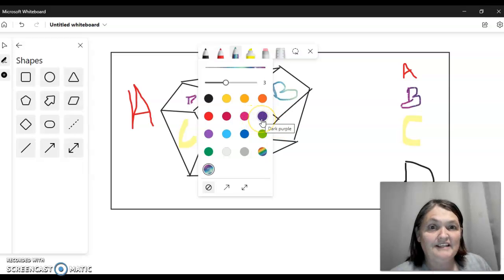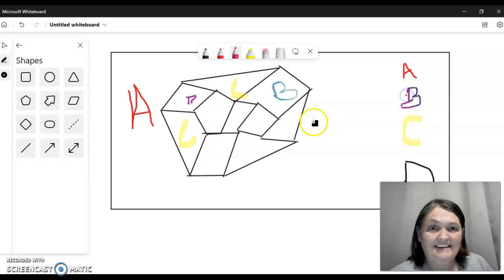There it is, I knew I could change them. I didn't mean to. Is this still my B? That's B. This could be B. This could be C. This still can't be A, so it's going to have to be D.